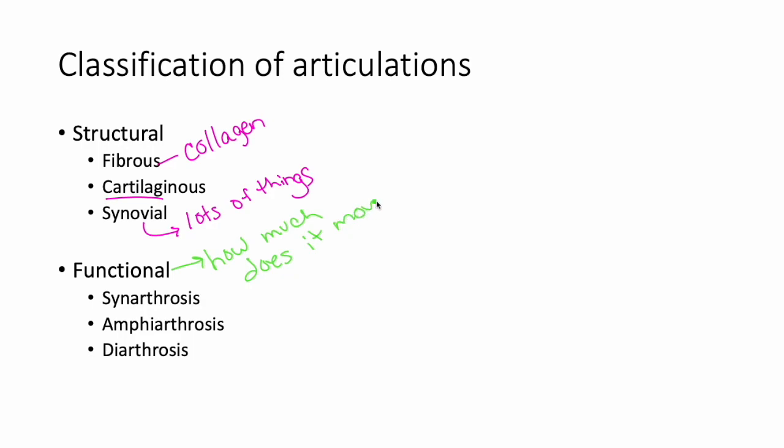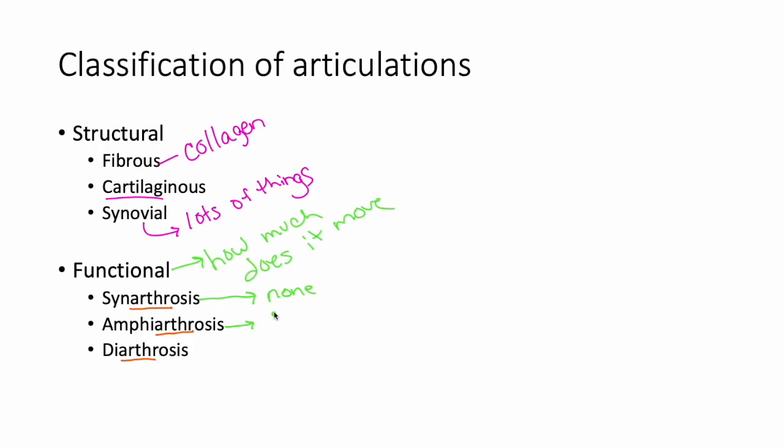And we have, as you can see, 3 options here. I want to stop for just a moment and point out that all these words have arth in them. And arth means joint. So arthritis would be joint inflammation. Our 3 options for how much a joint moves. Synarthrosis, no movement. None. It does not move at all. So you do have joints that do not move.